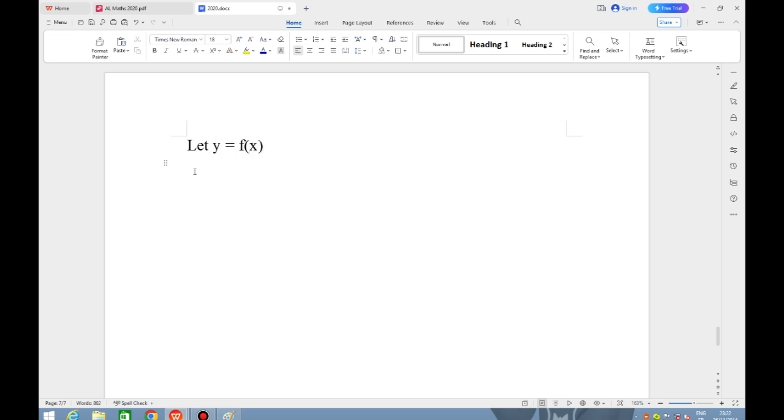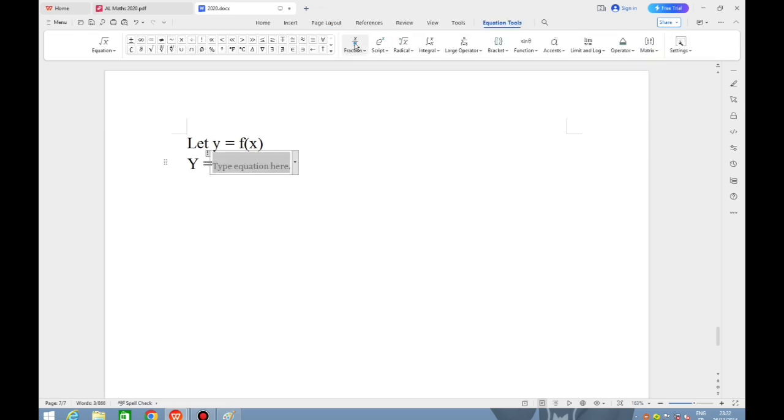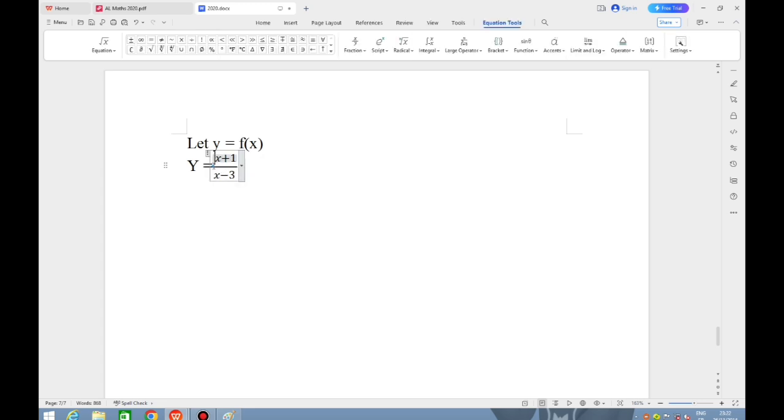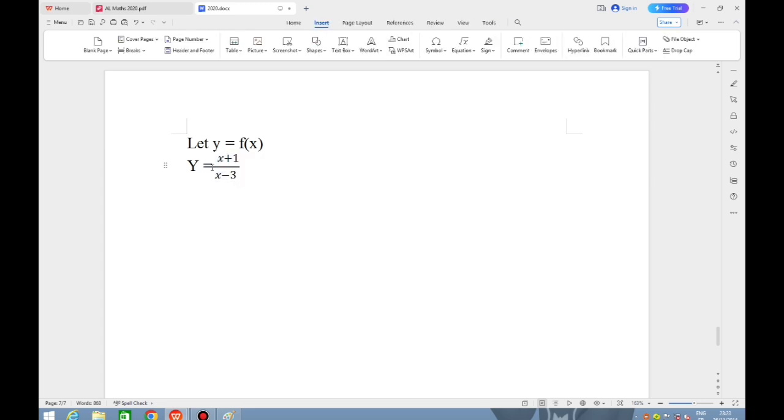Which implies y is equal to f of x, that's x plus 1 all over x minus 3, right? So let y be equal to this. Now we're going to do a cross multiplication. That's going to give us yx minus 3y is equal to x plus 1.